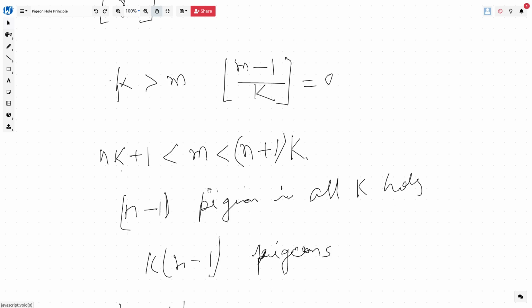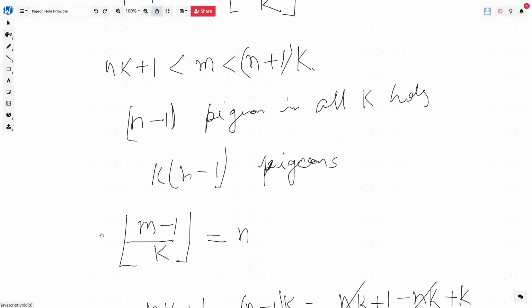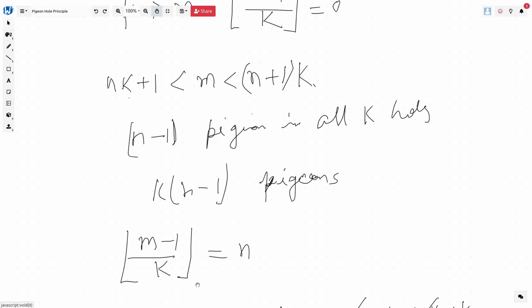Now let's take the second case, and we define a number n such that nk plus 1 is less than or equal to m, and (n plus 1) into k is greater than m. Now we will place n minus 1 pigeons in each of the k holes. So we have already distributed k times (n minus 1) pigeons, right? We also note that the floor of (m minus 1) by k in this case will be n. So we have to look at it carefully here. I'll just write it down.